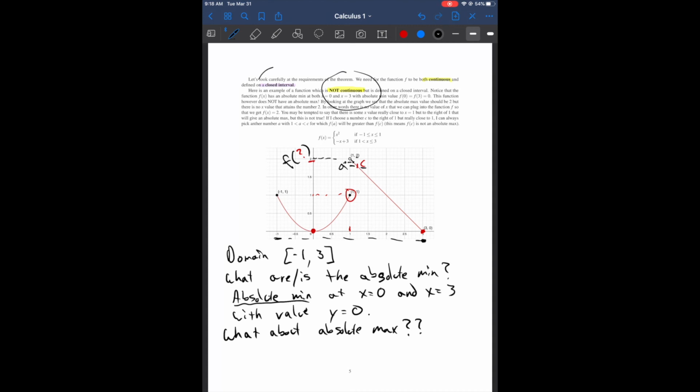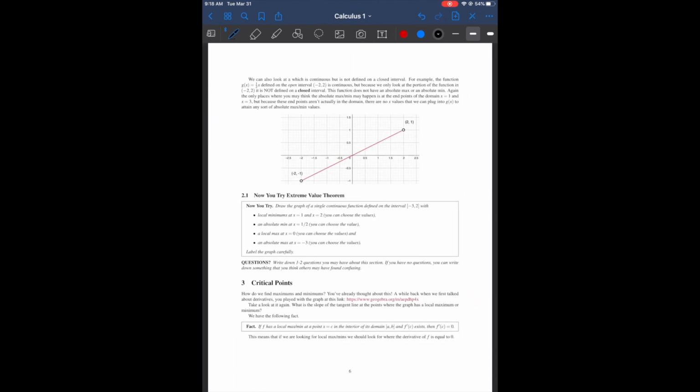Okay, so let's think about the other condition, right? The idea that we need a closed interval. Okay, so that's this next example. So if we look at this function, this is the function g of x equals, so this is a line. This is the line with slope 1/2. And it's defined on the interval from -2 to 2. Okay? So you'll notice this is a line, so it's a continuous function. We know lines are continuous.